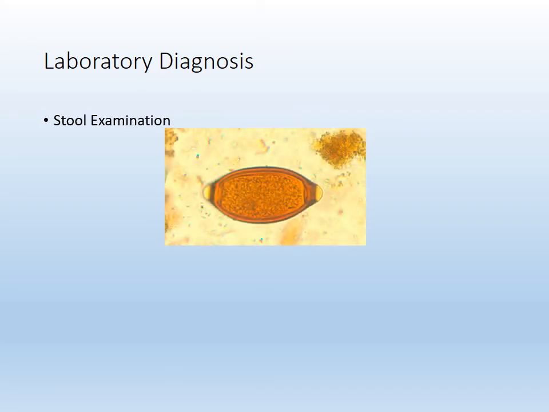Now we come to lab diagnosis, how to diagnose this disease. Just like other intestinal worms, stool examination is the key. You can take a portion of the stool, and under the microscope we can see the typical eggs of this worm, and you can identify it very easily because it is bile stained. The color of the egg is yellowish brown, and it has two polar mucus plugs. This is very unique to this worm, and it is diagnostic, so you can identify this worm easily.